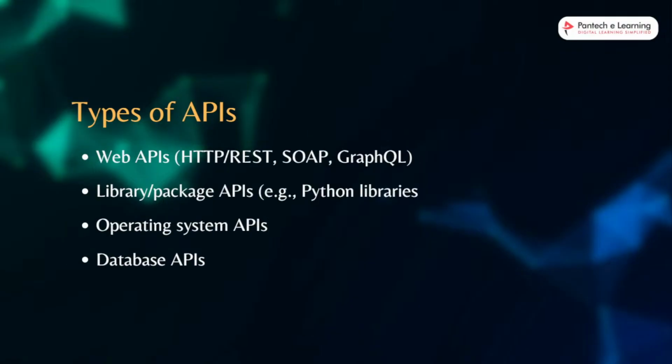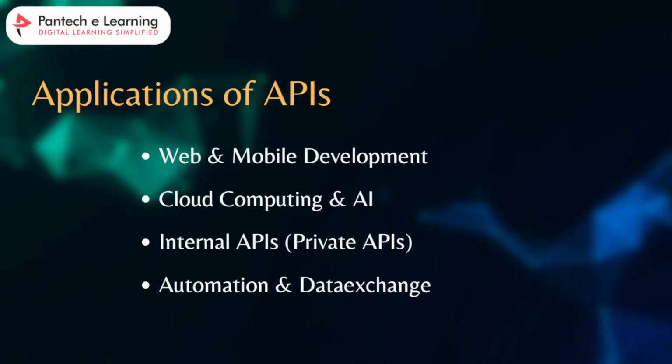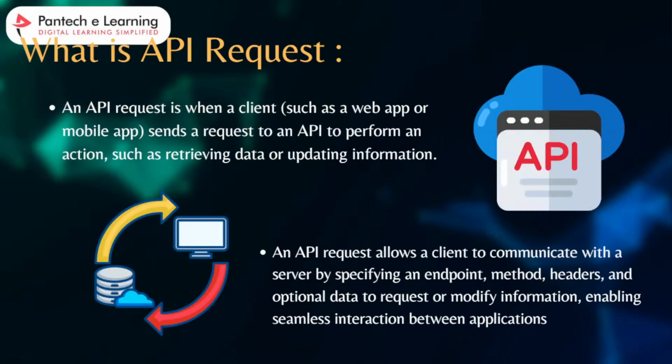And we have many more types of API: web APIs, library packages, operating system APIs, and database APIs. These are the multiple types of API. And the applications of API: we use APIs in web development, mobile development, cloud computing, AI, automation, and data exchange. These are the applications of API.